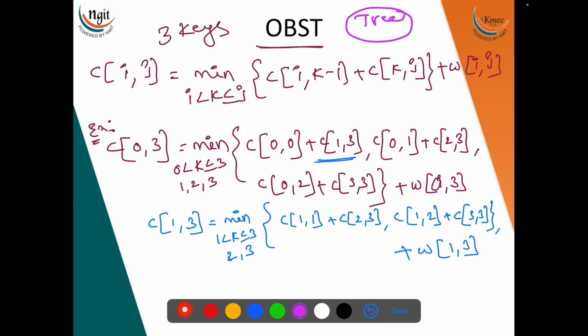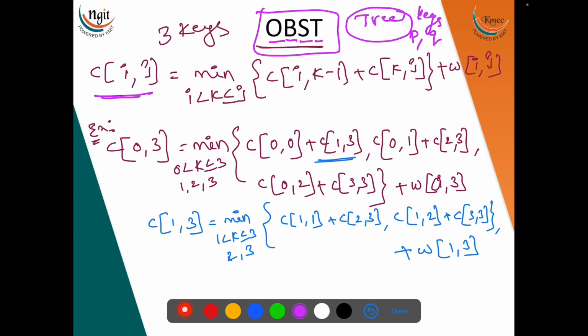Once again I remind you the definition of the optimal binary search tree, OBST. If the keys are given and the probabilities P and Q are given, we have to generate a binary search tree. To generate the binary search tree, you have a formula. According to this formula, we'll calculate for all the possibilities, and whichever is minimum will be taken.